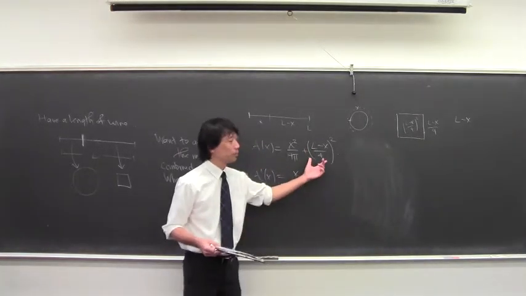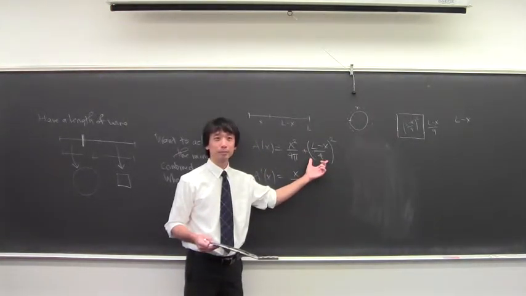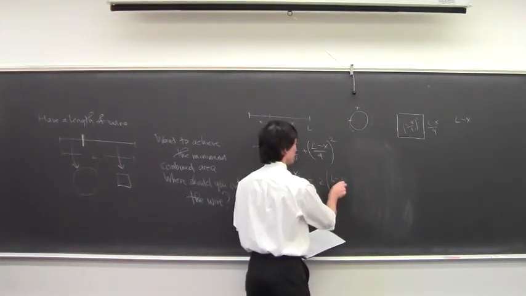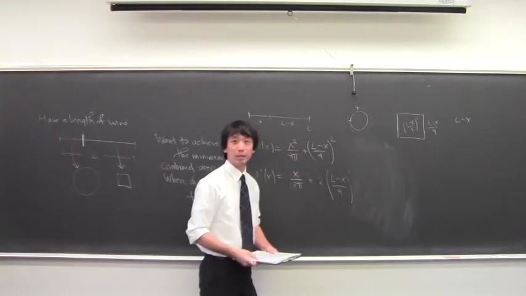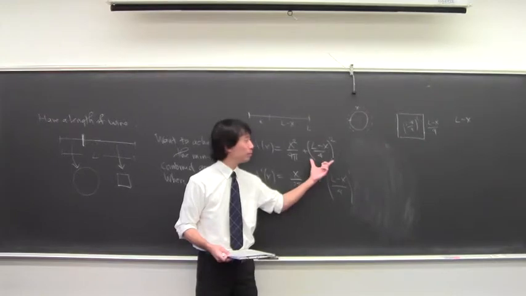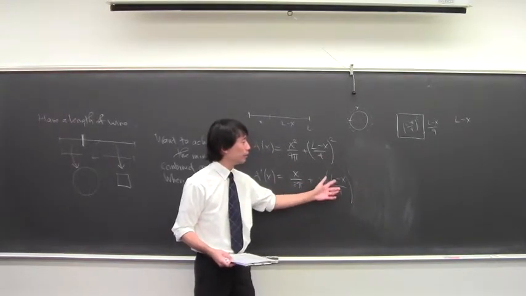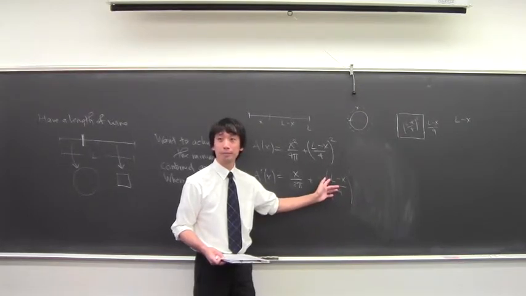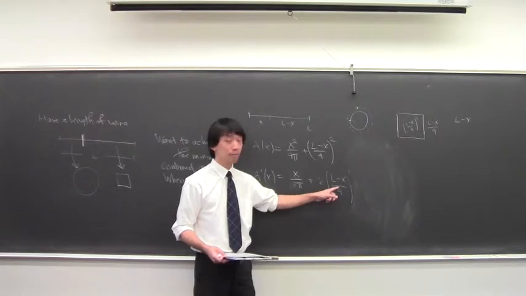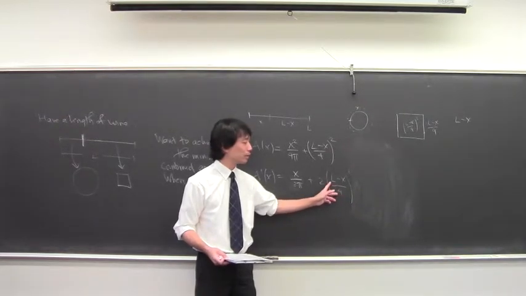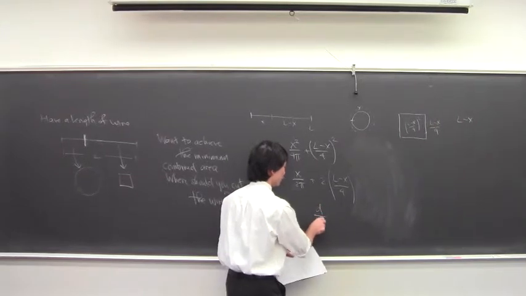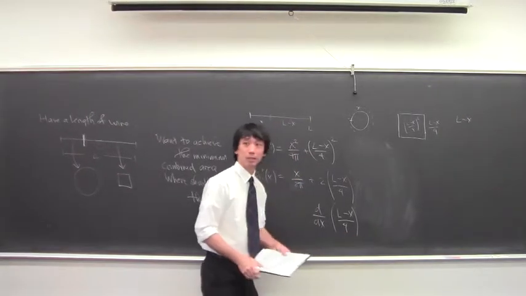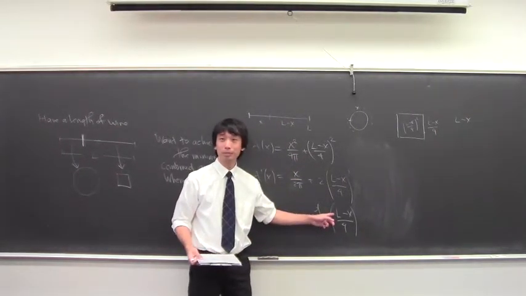What do you get when you differentiate that? You'd use the chain rule, say 2 times L minus x over 4 to the 1. Use the power rule on the outside function, and then you differentiate the inside. What's the derivative of L minus x over 4? Negative 1 over 4, right? L is a constant.